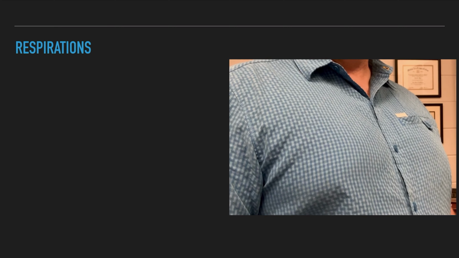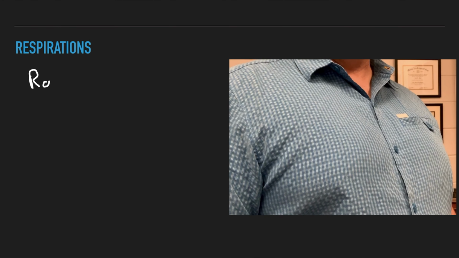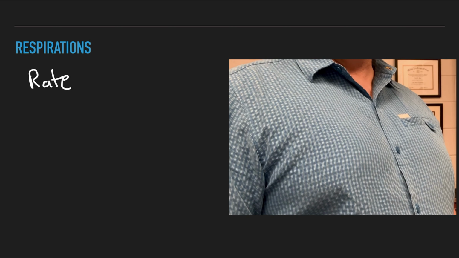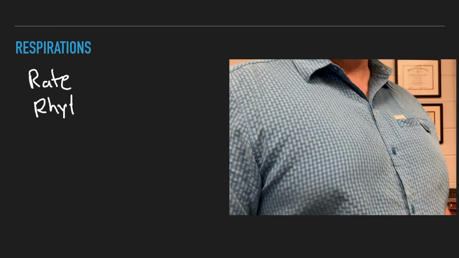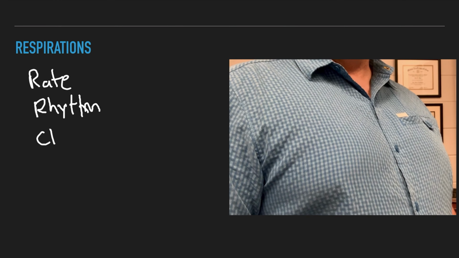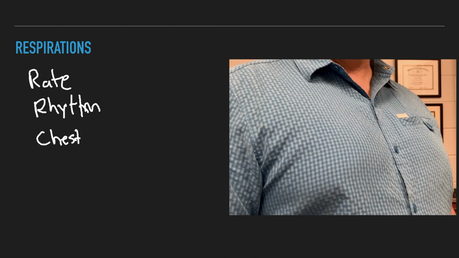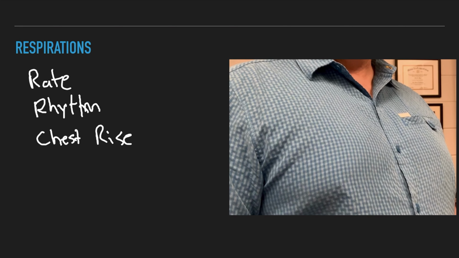Respirations, look to see if they're breathing in and out, and I'm looking for a rate, which we usually count for 30 seconds, then multiply it by 2. Also looking for a rhythm. Is it regular or irregular? And then I'm also looking for chest rise and fall, which tells me a tidal volume, and see if they're breathing deep enough and adequately enough.